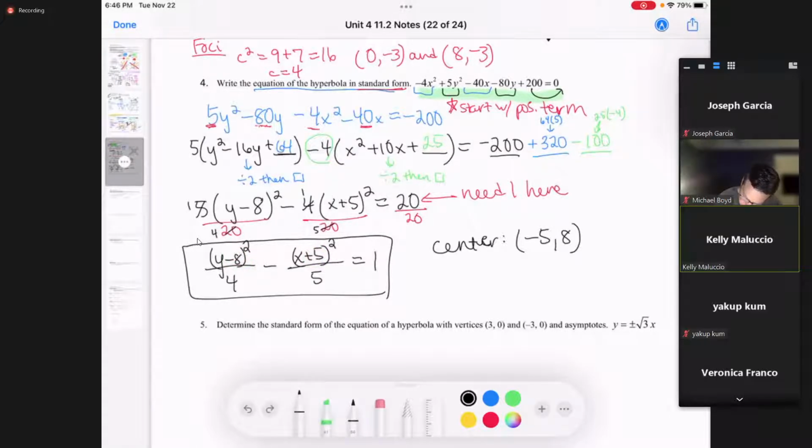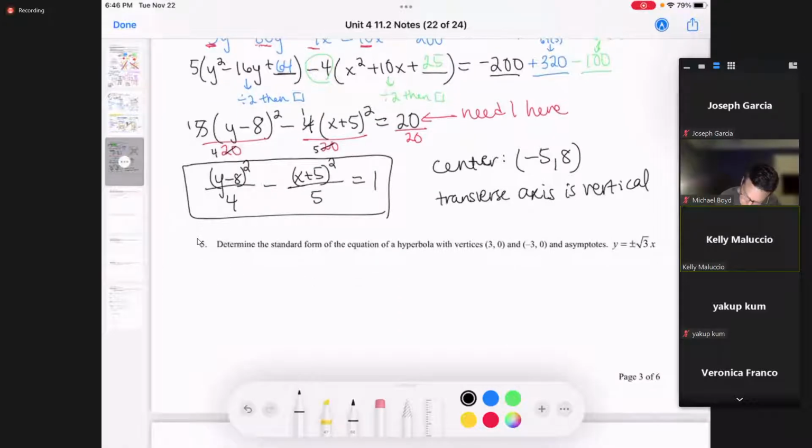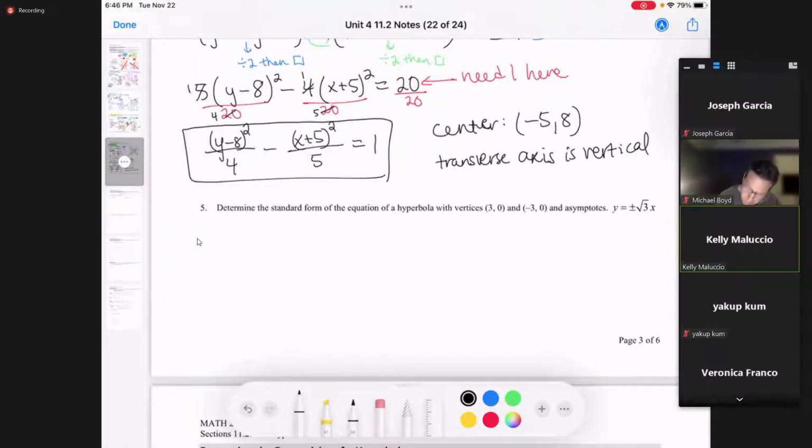And because y is first, this has a vertical, oh my gosh, I can't spell. Transverse axis is vertical. Right? And we know that because the y is first. Okay.